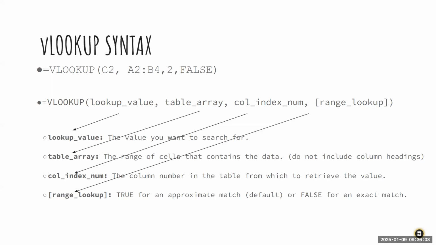And again, we're going to go through all this so you can see how it's set up. But think of the range of cells, think of the table that you're looking in. So the source spreadsheet, or that second spreadsheet where you want to get the data from. Then the next area right here is the column that you want to retrieve the value from.